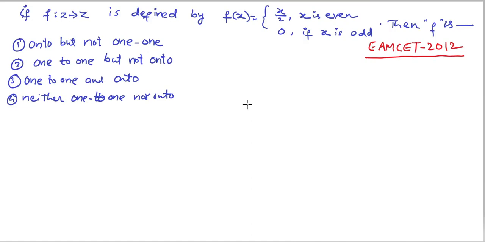If f maps Z to Z is defined by f of x is equal to x by 2, where x is even, equal to 0, where x is odd, then the function f of x is dash. Here it is given x is odd.